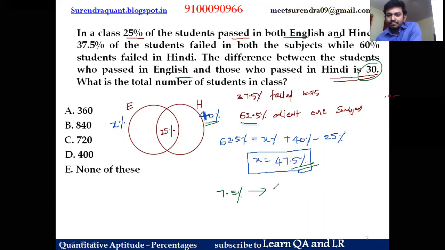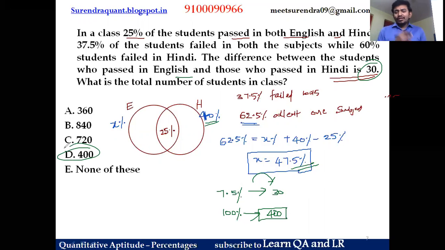30 students. So if 7.5 is 30, total students are how many? 100%. So 7.5 times 4 is 30. So 100 times 4 is 400. So 400 students appear for the test, and that is option D.